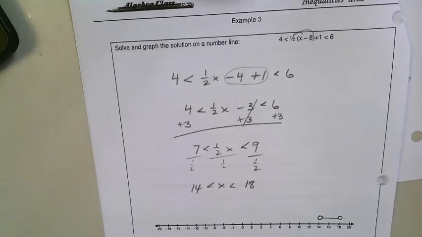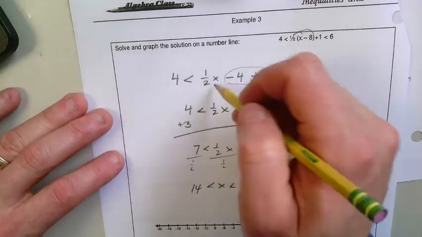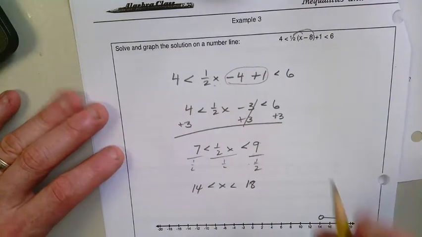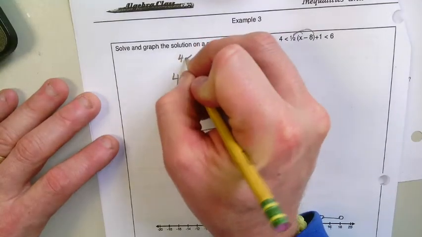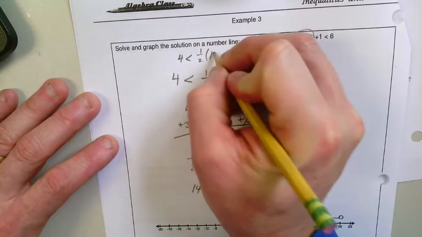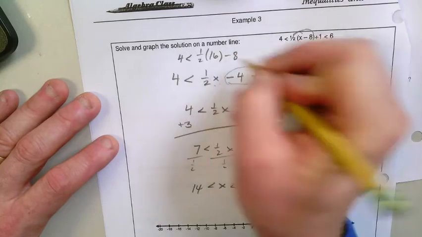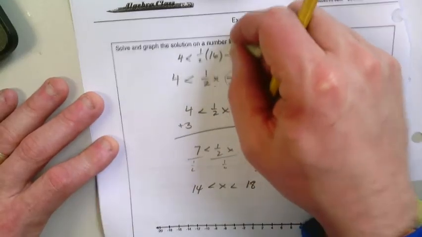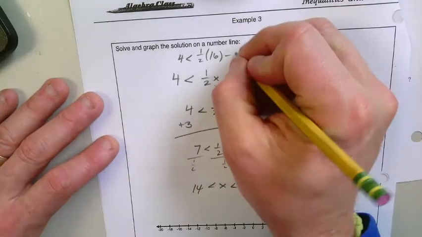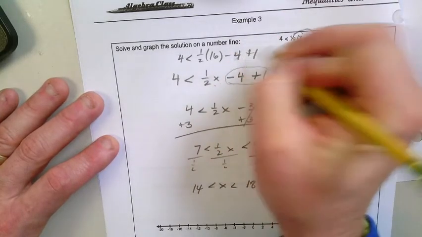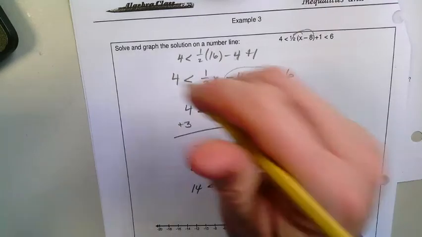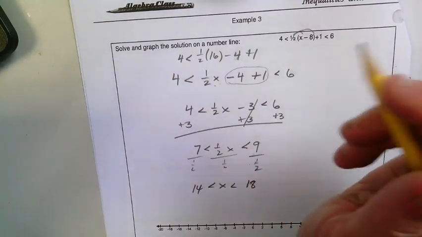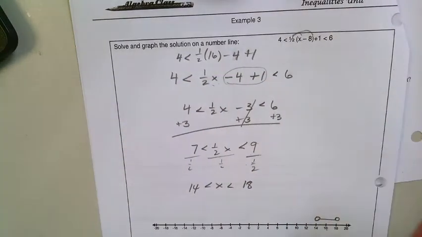Now, probably should double check that. There's a lot of moving parts there. So if I plug in 16 for the x, you have this. 4 is less than 1/2 of 16, which is 8, minus 4. Hold on. 8 minus 4 is 4. Plus 1, 5. So 4 is less than 5, which is less than 6. I'm good with that.